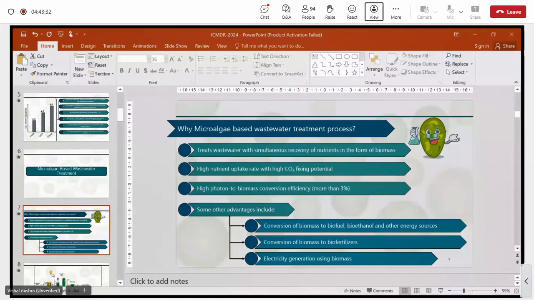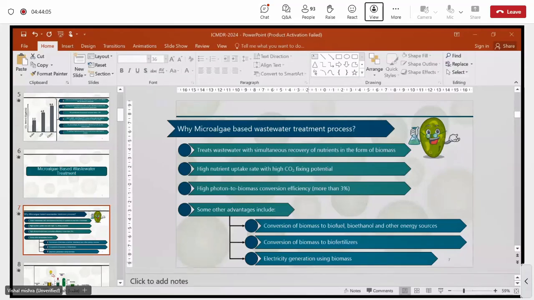Now conversion of biomass to biofuel can be done. Some other advantages are conversion of biomass to bioethanol or other energy sources, conversion of biomass to biofertilizer, and electricity generation using the biomass. This we call microbial fuel cells. The third point, we call it microbial fuel cells here. And here we have used not only macroalgae, we have also used different kinds of bacterial systems. And this problem is more relevant to liquid waste and to solid waste. Both we have handled in the microbial fuel cells for the production of electricity.